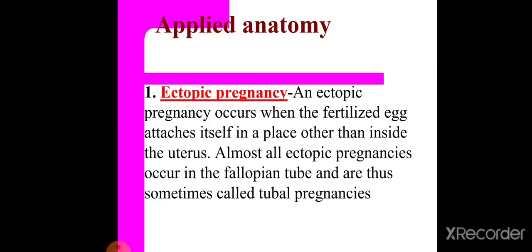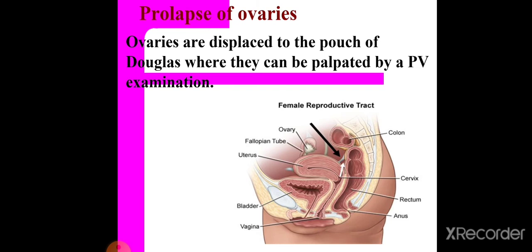Now applied. First is ectopic pregnancy. An ectopic pregnancy occurs when the fertilized egg attaches itself in a place other than inside the uterus. Almost all ectopic pregnancies occur in the fallopian tube and are thus sometimes referred to as tubal pregnancies. Second is prolapse of ovaries. Ovaries are displaced into the pouch of Douglas, where they can be palpated by pervaginal examination.